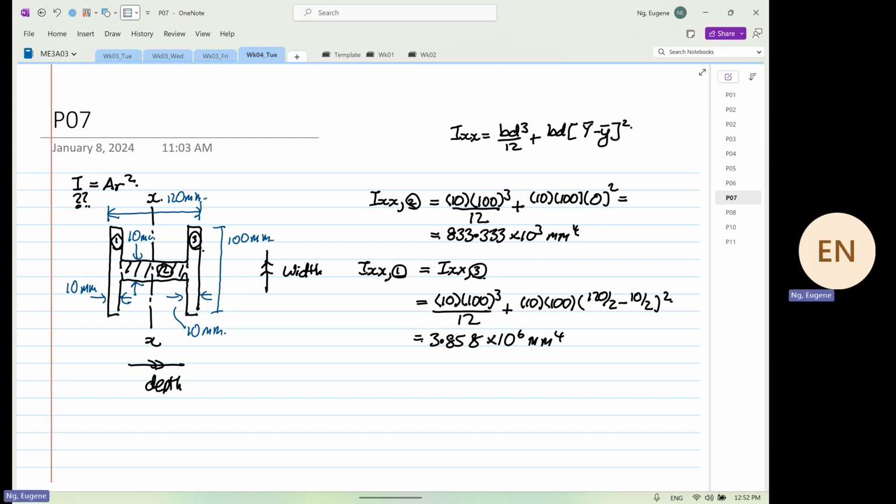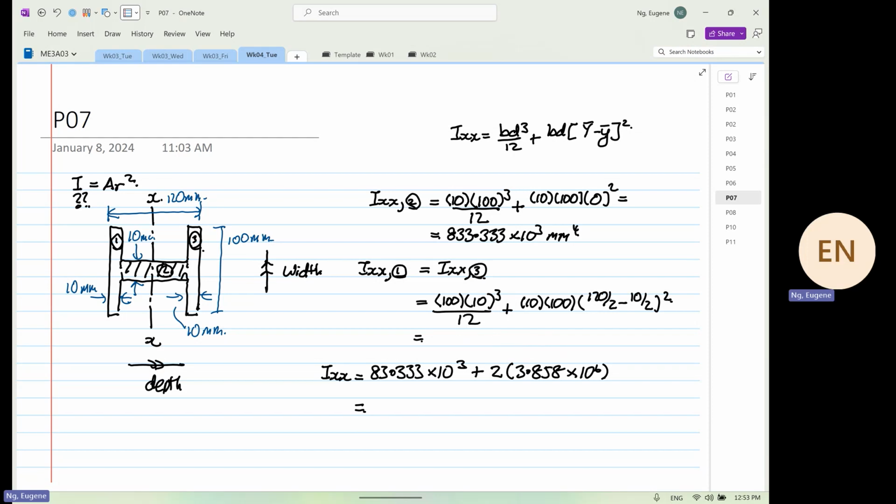So therefore Ixx will be equal to 83.333 times 10 to the power 3 plus twice 3.858 times 10 to the power 6. Wait, I might mix something up. Width, depth. Yeah, I found my mistake. Width, come on, width. So width is 100, depth is 10. Am I right? Yeah.